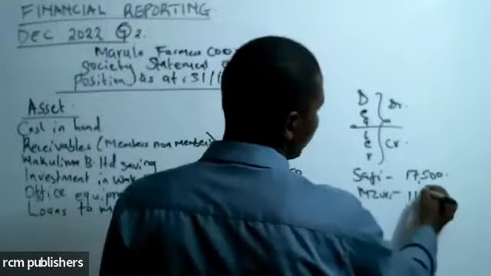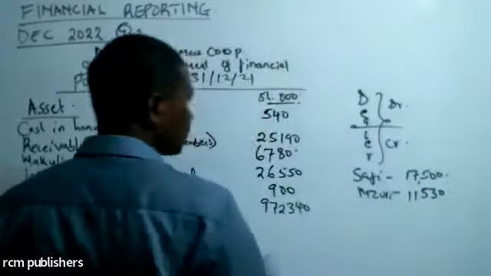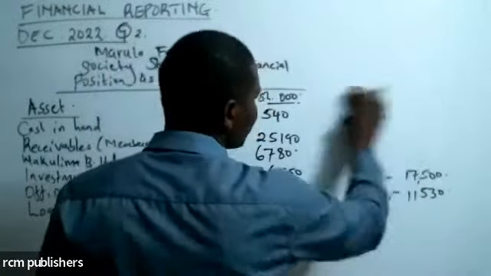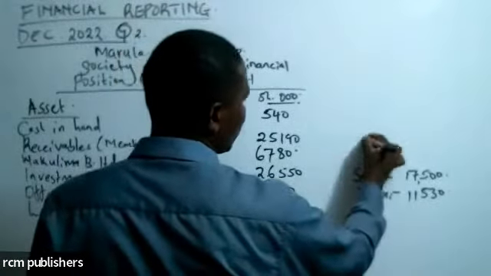11,530. So add the two. This is amount due. I can just put it here for your revision purposes. Amount due. Don't forget, for the products.